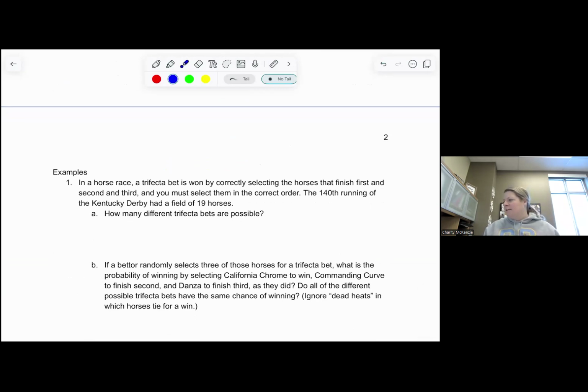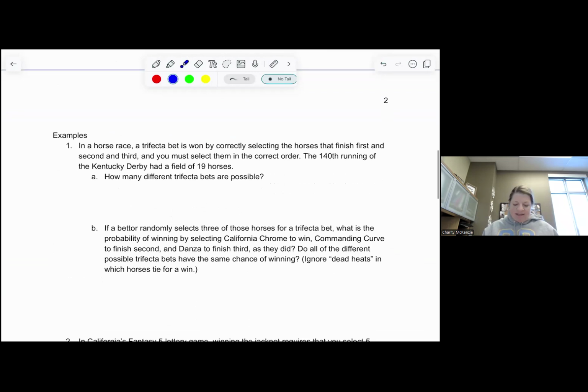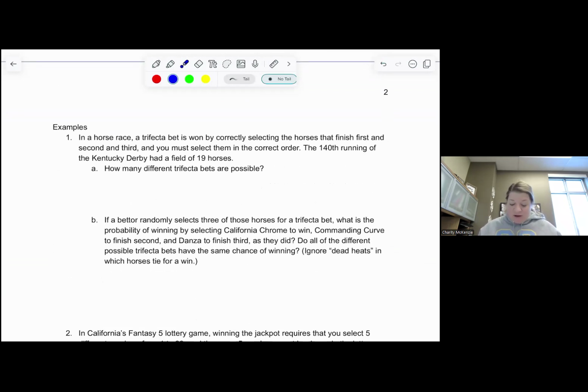of these ones. So this first one says a horse race they have a trifecta bet is won by correctly selecting the horse that finishes first, second, and third, and you must select them in the correct order. The 140th run of the Kentucky Derby had a field of 19 horses. How many trifecta bets are possible? So we definitely have a permutation because it's very specific. First place, second place, third place. It's not just pick 3 horses, which there is a bet for that, but this one is specific. So we need a permutation.